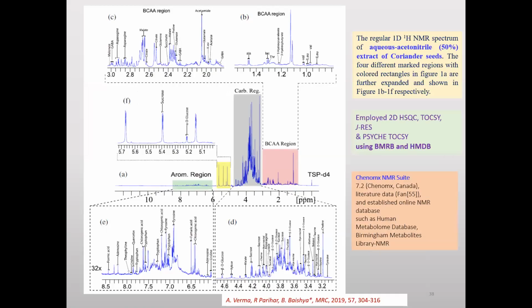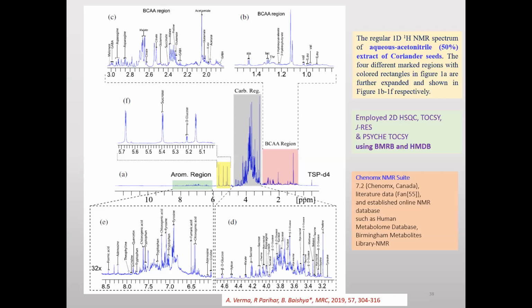We applied this to an aqueous acetonitrile extract of coriander seeds. You can see the regular proton spectrum, and various regions are expanded. There is a significant amount of signal overlap. This can be solved by using various two-dimensional techniques: HSQC, TOCSY, J-resolved. And in this toolbox, we also included the pure shift TOCSY experiment, because it gives much higher resolution than regular TOCSY.